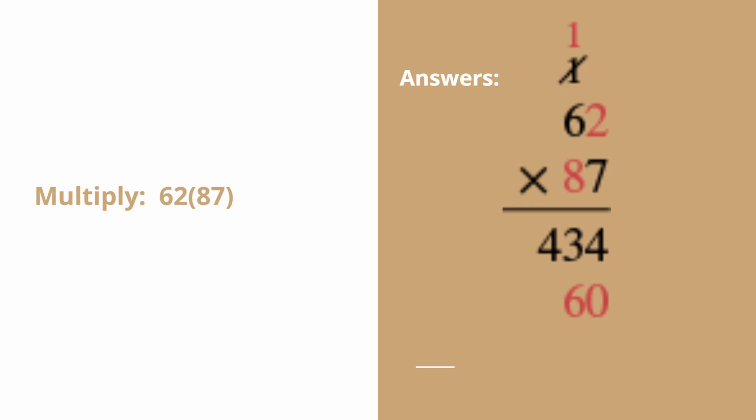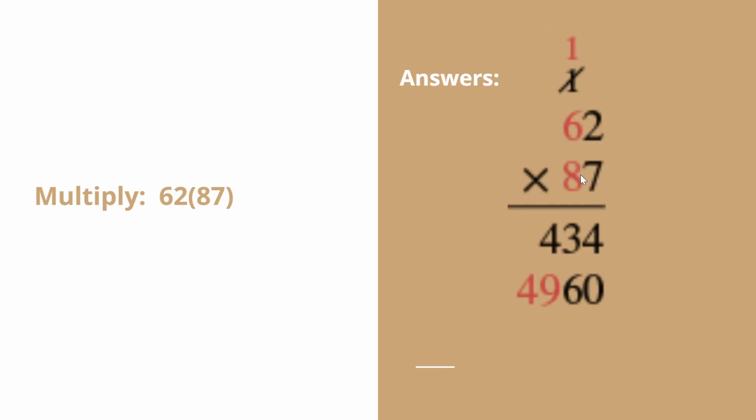And for the next row, 8 times 2 equals 16, so just remember it's in the tens place, so we have to add a 0 in the ones place. So 8 times 2 equals 16, 6 in the bottom, 1 in the top. Then 6 times 8 equals 48, and plus 1 equals 49. And finally, we add the 434 with 4,960 together. So the answer is 5,394.